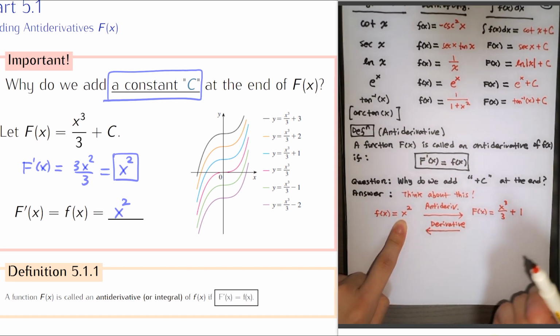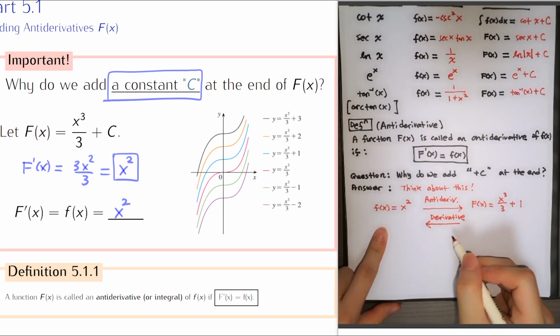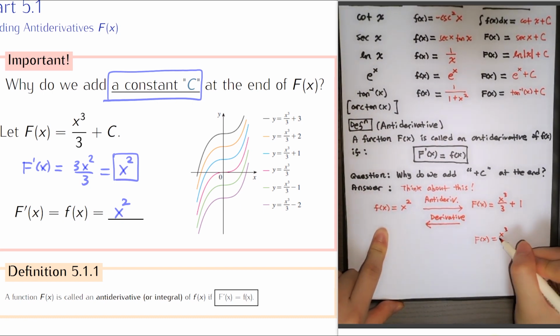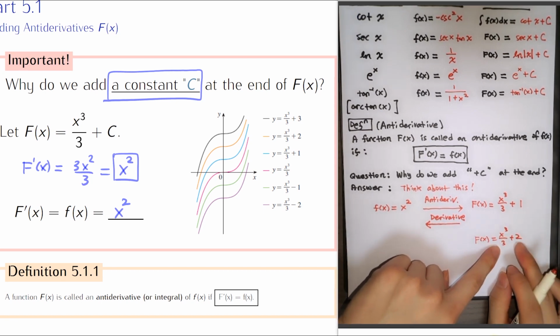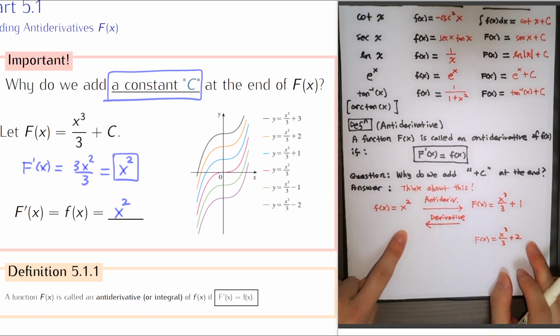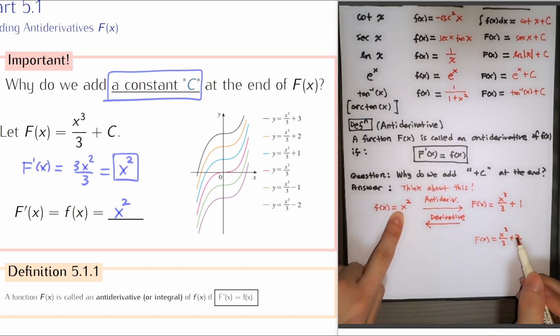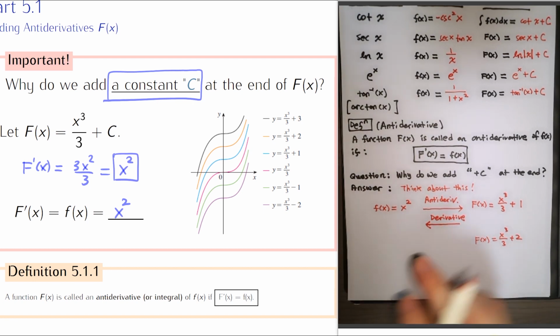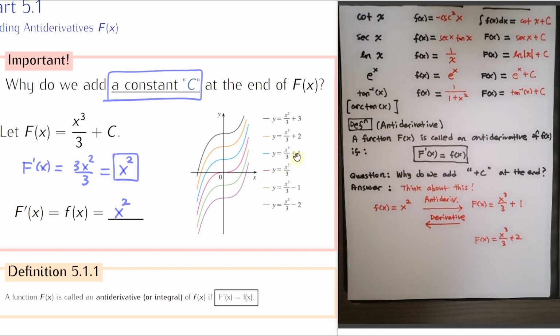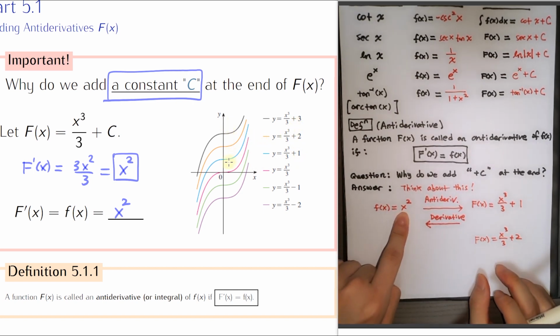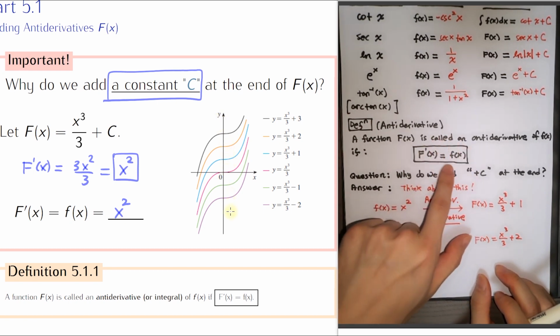So let's try one more time. Suppose the antiderivative becomes x cubed over 3 plus 2. Then surely the derivative becomes x squared as well, because the derivative of a constant is equal to 0. So please look at the left-hand side screen here. If you have x cubed over 3 plus 1, or plus 2, or plus 3, all of these functions' derivative becomes x squared, right? And all of these functions satisfy the definition of antiderivative.